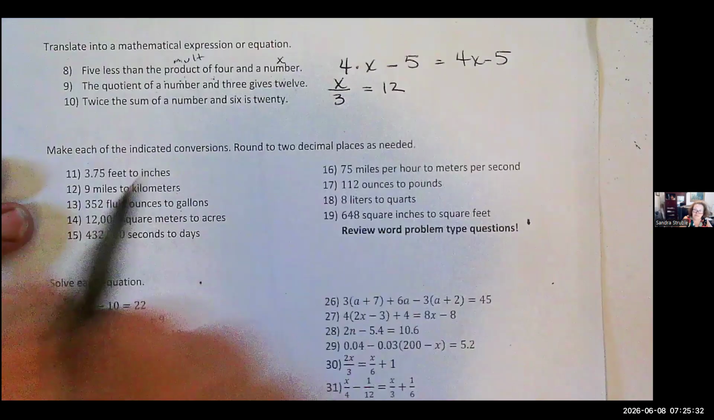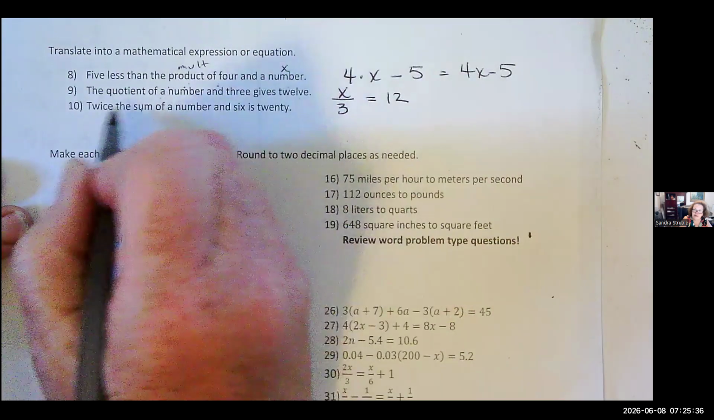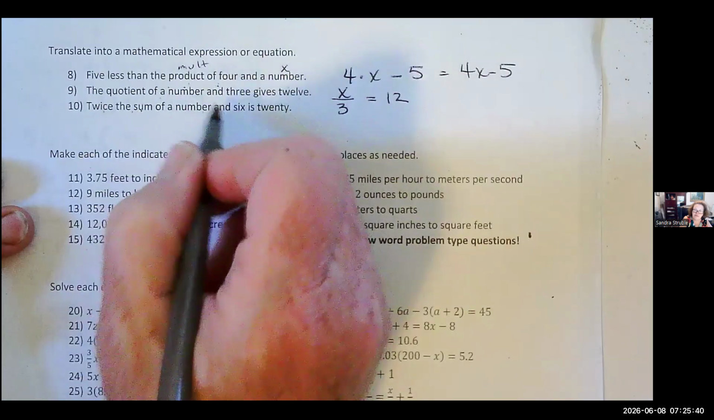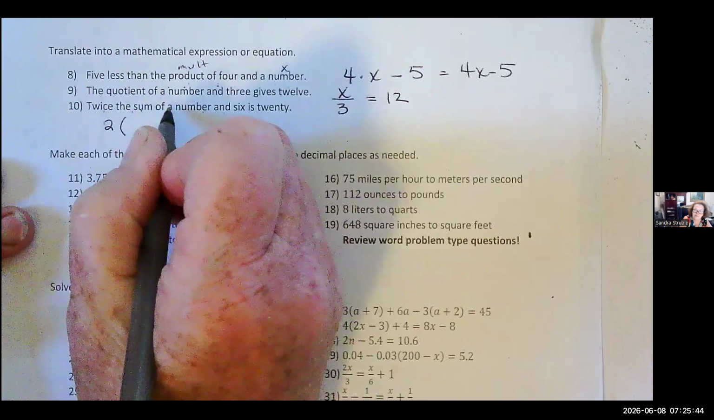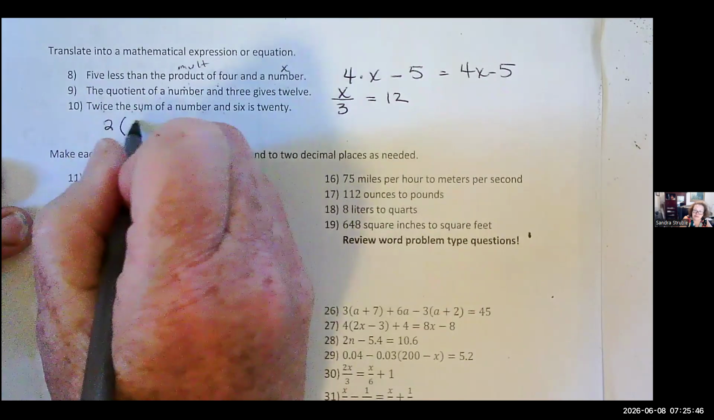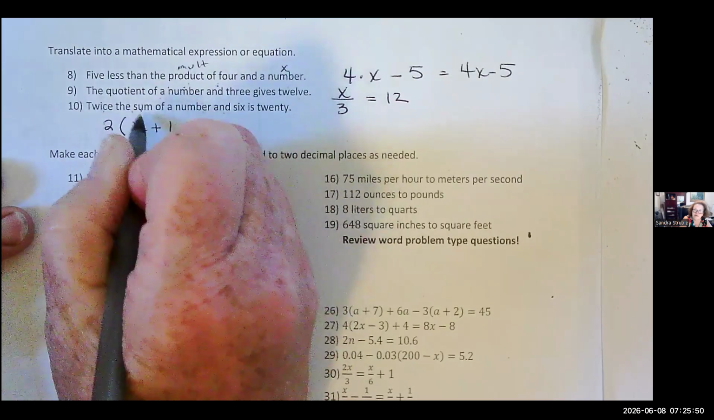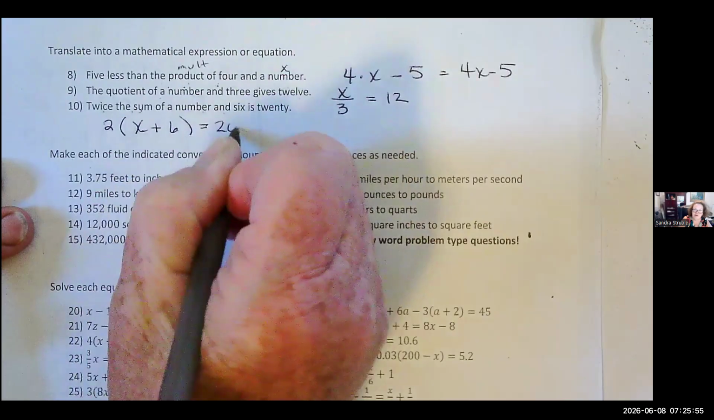Twice the sum means addition: twice the addition of a number and 6. Twice the sum, because we're doing two times the sum of a number and 6, that's the sum of x and 6, is 20. Okay. All right.